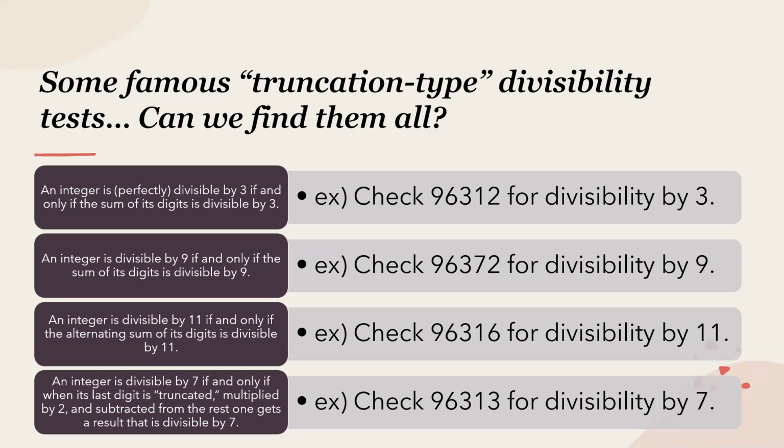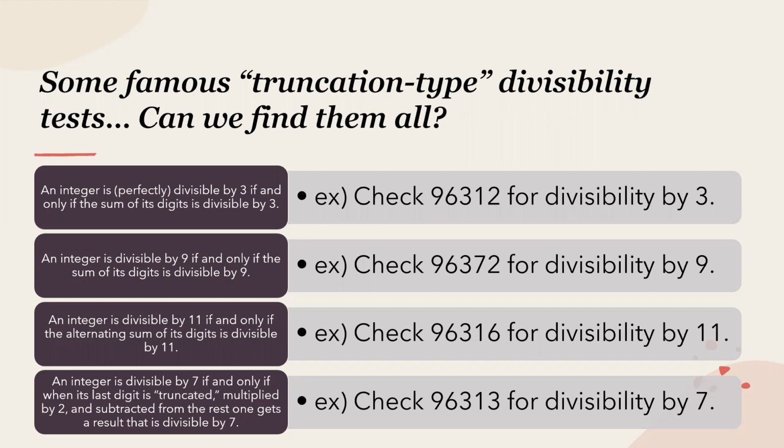Okay? So here are a few divisibility tests that you might be aware of. Somebody already mentioned the one for 3. An integer is perfectly divisible by 3 if and only if, right? That's a mathematician's way of saying this is a mathematical equivalence, yes? If and only if the sum of its digits is divisible by 3. Now, why that happens to be the case is something that we'll have to explore later on.